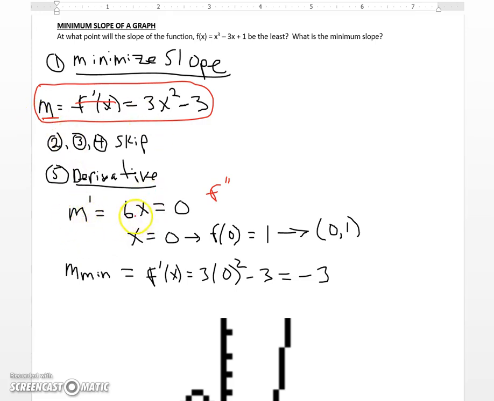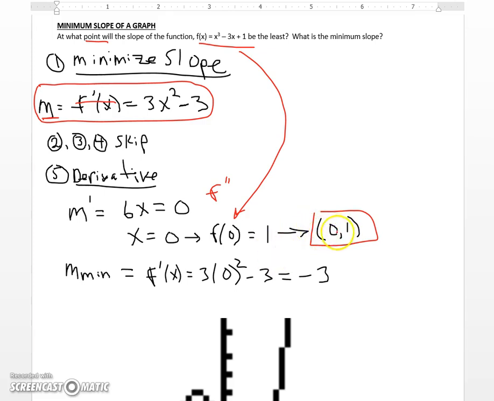We take the derivative of it, 6x, set it equal to 0, so that tells us x equals 0. Now we want to find the point. So this is the x value of the point. Plug this into the original function. Go back up to here. Plug it into there because we are wanting to find the associated y value for x equals 0. So that gives us the point (0, 1). So this is where the minimum slope occurs.